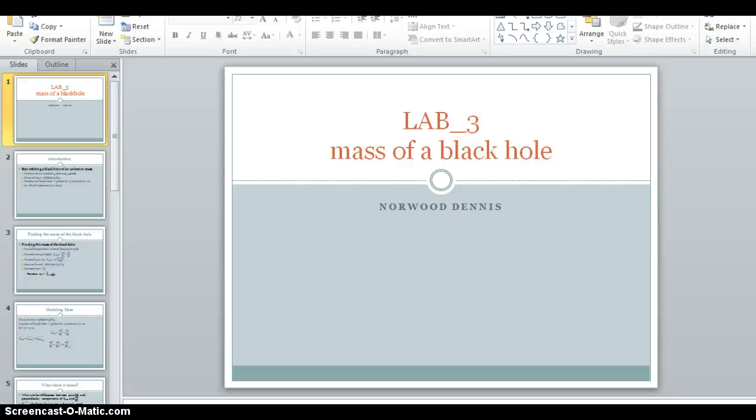Lab 3, The Mass of a Black Hole, by Norwood Dennis. In this lab, I observed a star as it orbited a black hole of an unknown mass.